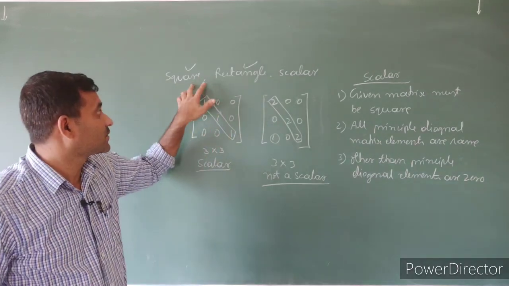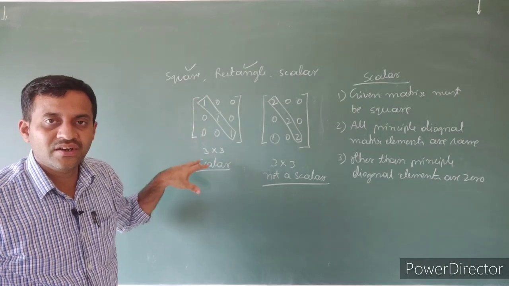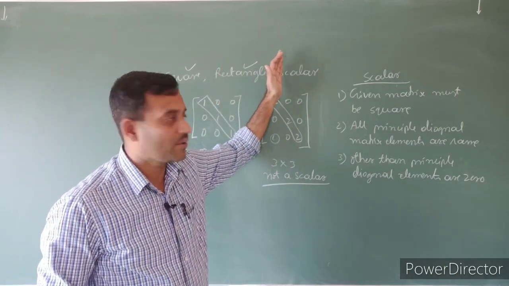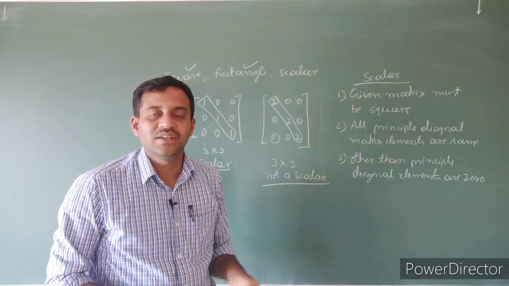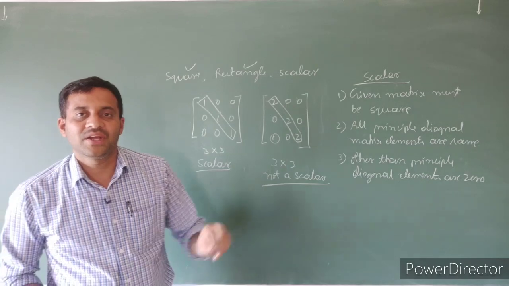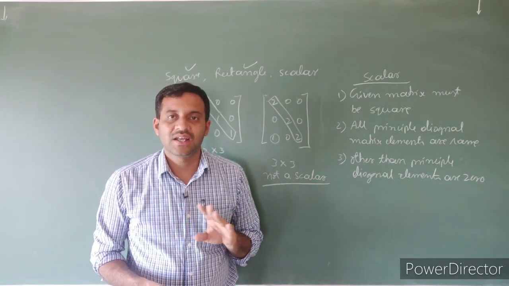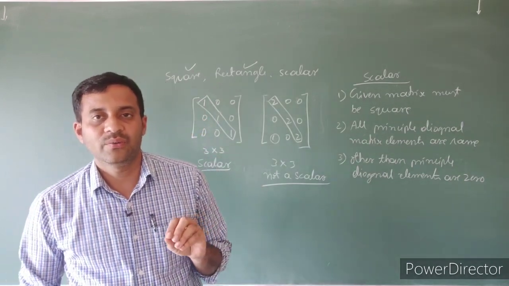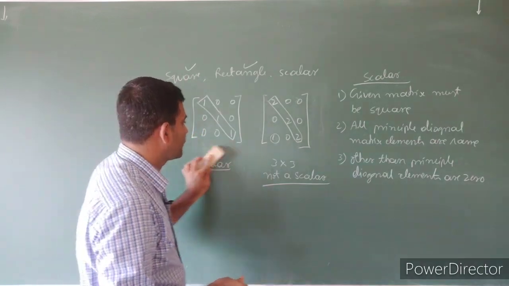It is easy to verify square and rectangle. If the orders are same, then we say it is a square. If the orders are not same, then we say rectangle. But to say scalar, we have to verify these three conditions. Out of these three conditions, if any one fails, the given matrix is not a scalar matrix. Based on these conditions, we have to verify the program. So, how to verify the program?